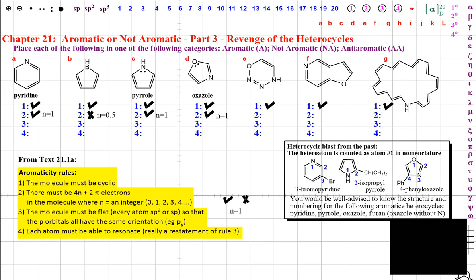If you were thinking that if you used both lone pairs, the one on the nitrogen and the one on the oxygen, you get up to 10, which fits 4n plus 2 with n equals 2, then you are forgetting that resonance in a circle can only be achieved with an atom resonating once. All the p orbitals must be the same type to achieve resonance.